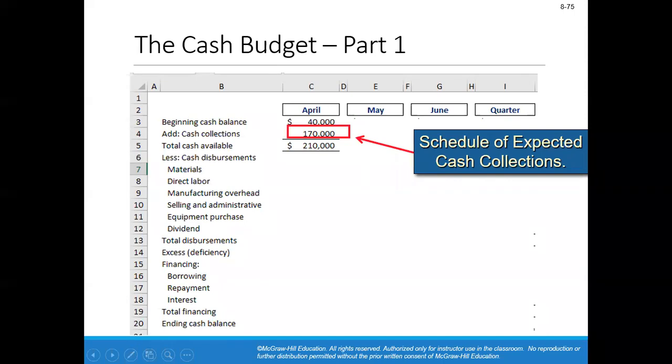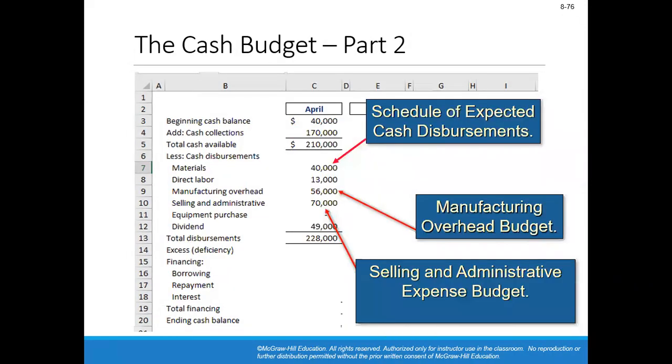You can recall, I'm not showing you the schedule with which you worked earlier. Now, we have this cash available of 210,000: 40,000 beginning, 170,000 collection in April, that is in total 210,000. Now, from the materials budget, we noted we have to incur 40,000 cash disbursement. For direct labor, we already have calculated we have to incur 30,000 cash outlays. For manufacturing overhead, we have to incur 56,000 cash outlays. For selling and administrative expenses, we have to incur cash outlays of 70,000.